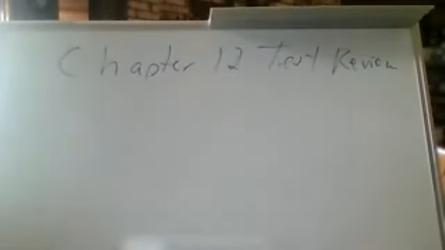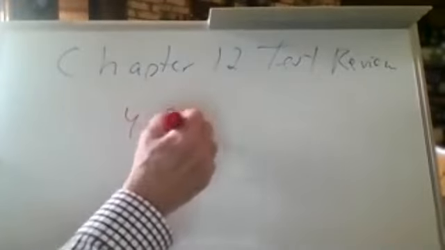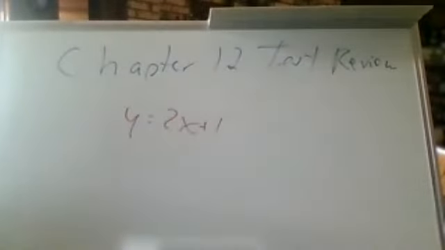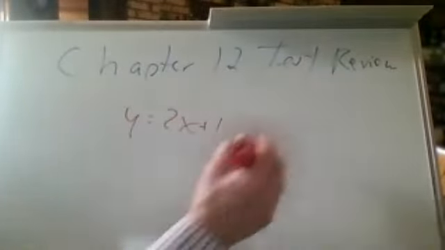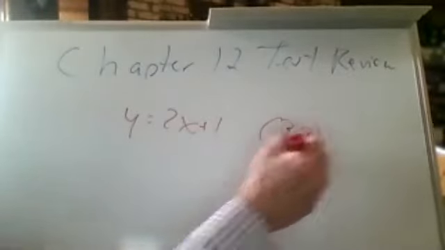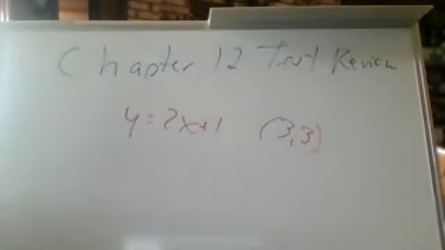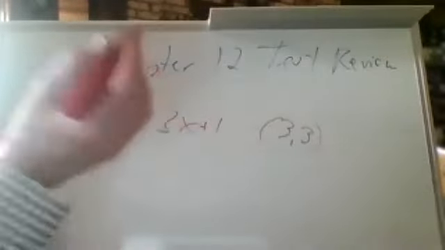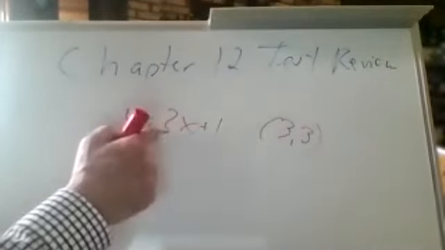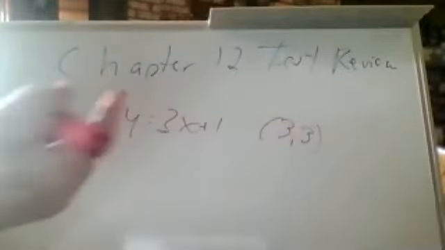Then I'll give you an equation, and I'll give you a point and ask you to find the equation of the line that's parallel and passes through that point. Well, if it's parallel, it has the same slope. So you plug in slope m, you plug in 3 and 3, and you solve for b again.